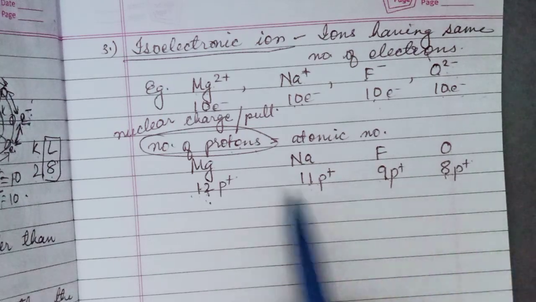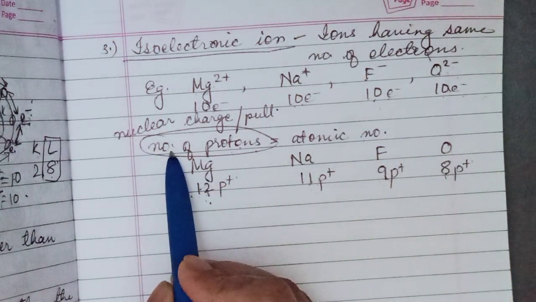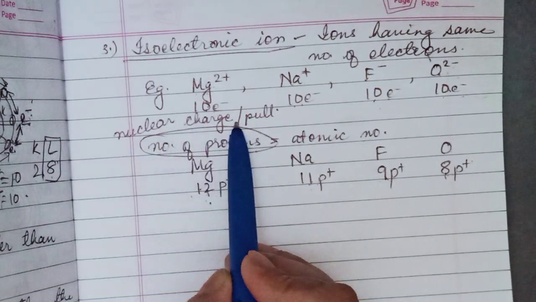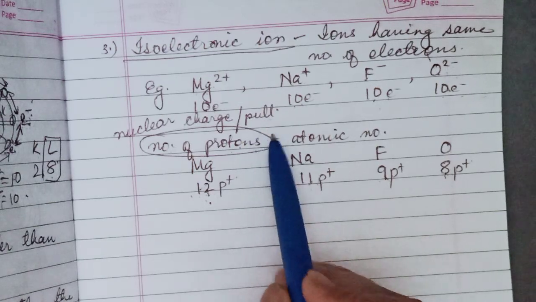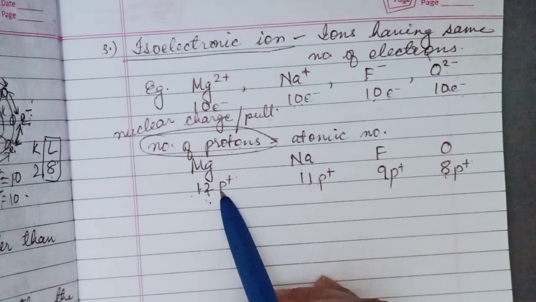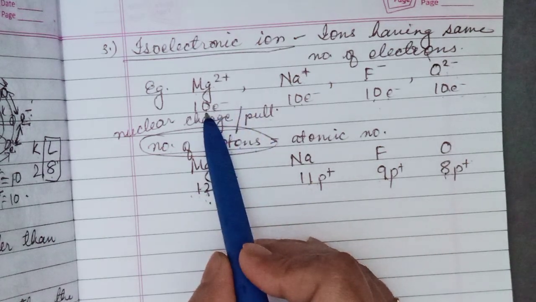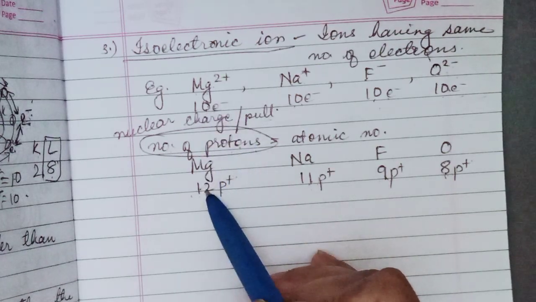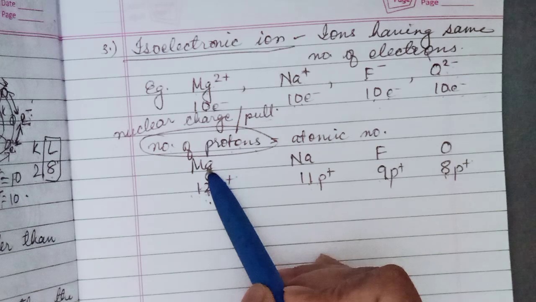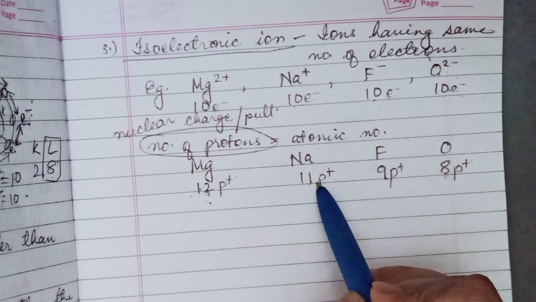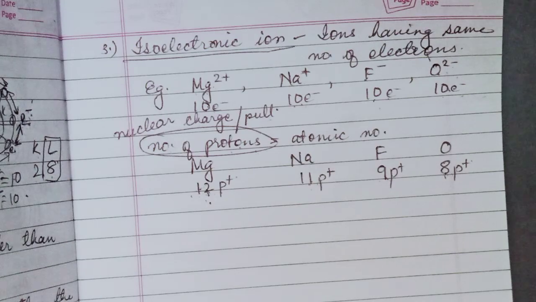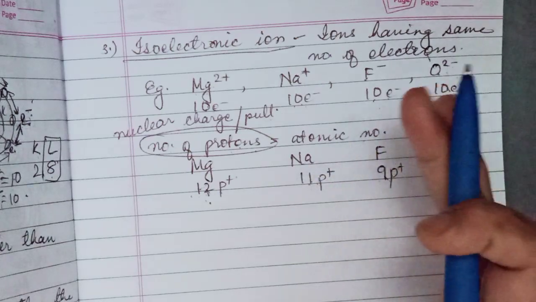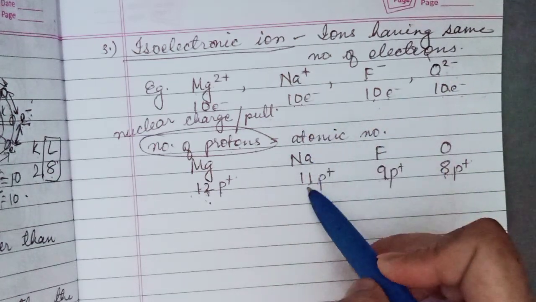Where is the proton present? It is present in the nucleus. Due to these protons, the nuclear charge or nuclear pull increases or decreases. Here 12 protons, or 12 nuclear charge, have to pull only 10 electrons, so it is very easy to attract the 10 electrons towards the nucleus. So the size of magnesium will be very small. Here protons are 11 and electrons are 10, so the nuclear pull is more and the electrons are less, so it can also easily attract these 10 electrons towards itself.